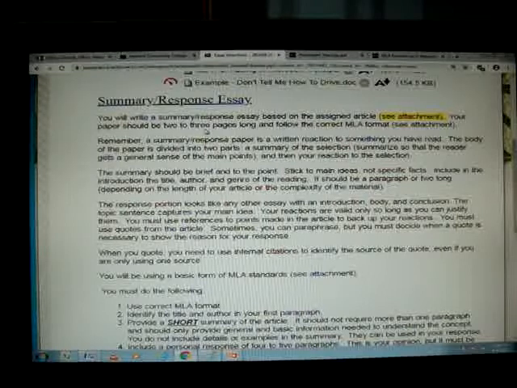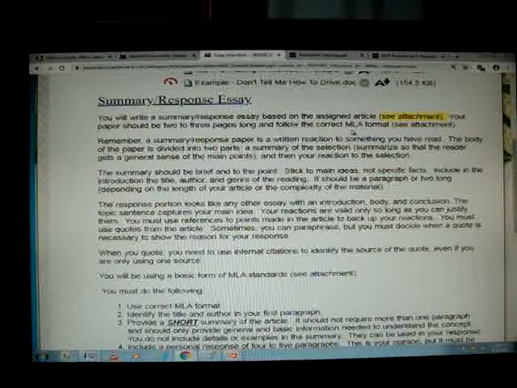Your paper should be 2 to 3 pages long. Actually, 2 to 3 pages. By 2, I mean you at least go a third of the way down the second page, not one line onto the second page, right? And you're going to follow MLA format. What's MLA format? We're going to talk about that in a minute too.